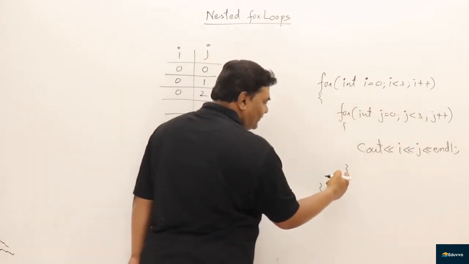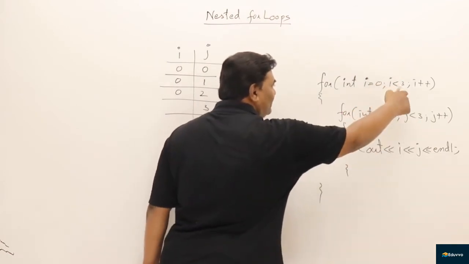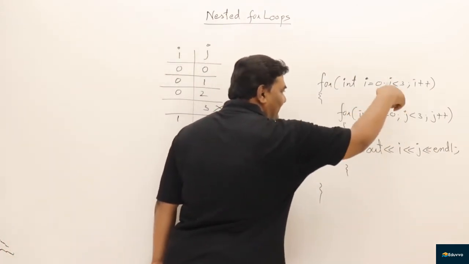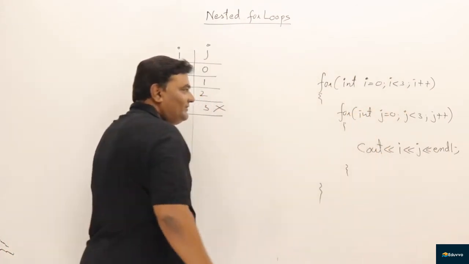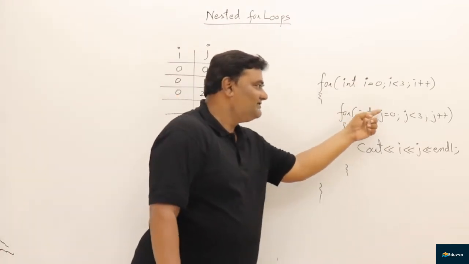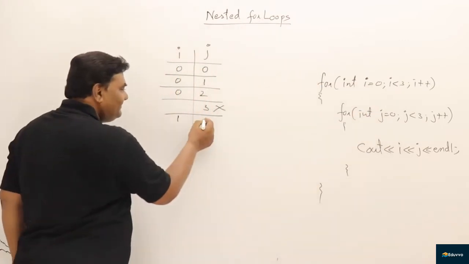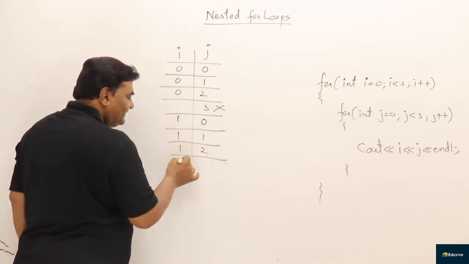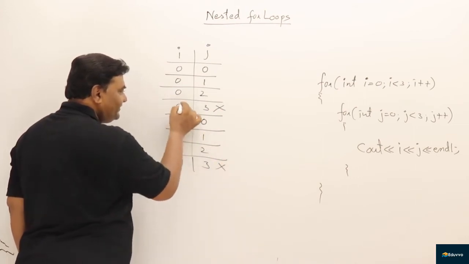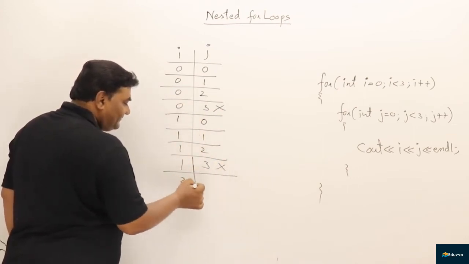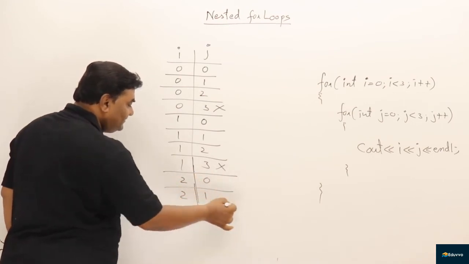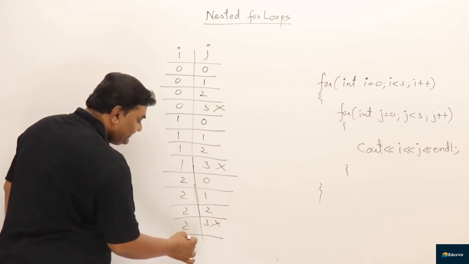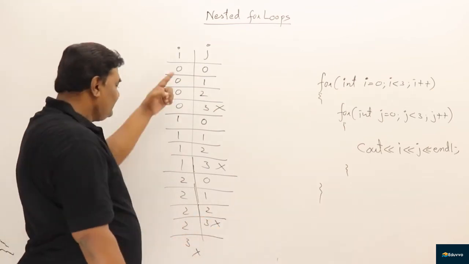So it will come out of this for loop and still it is inside the outer for loop, i plus plus. So i becomes 1. 1 is less than 3, enter inside. Again the inner loop starts and j becomes 0. Now it will print 1, 0, then 1, 1, then 1, 2, then 1, 3 it will not print. Then again i becomes 2, so 2, 0, 2, 1, 2, 2, and 2, 3 will not be printed. Then i will become 3 and it will stop. So these are the values printed.